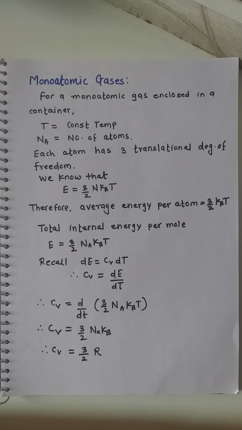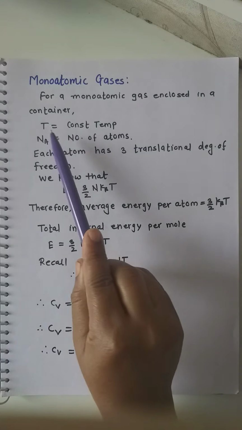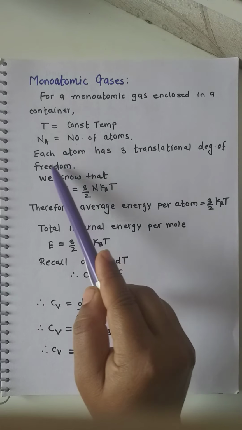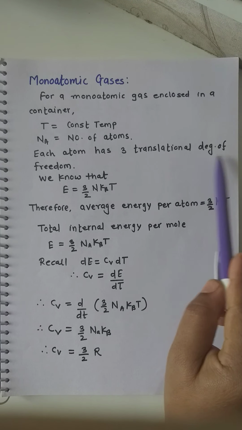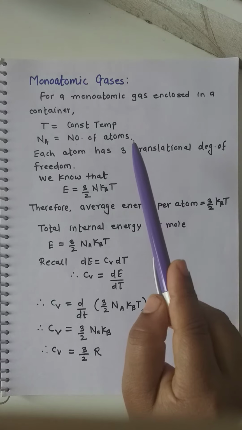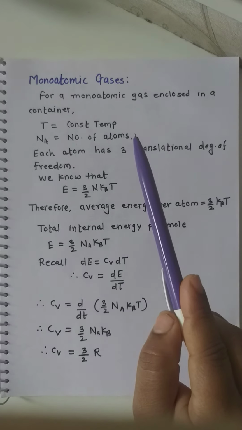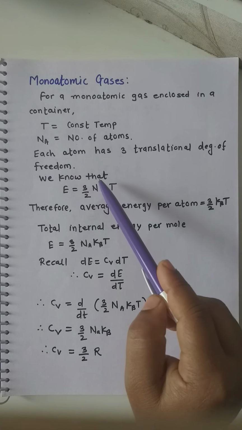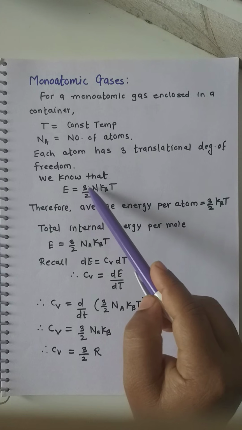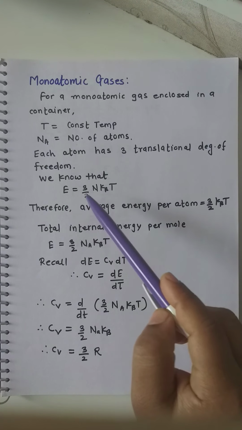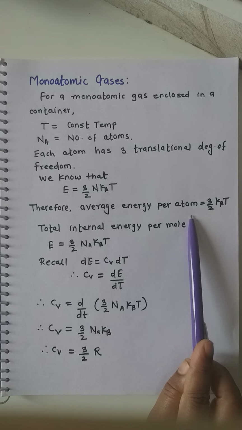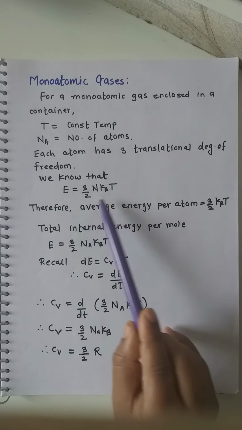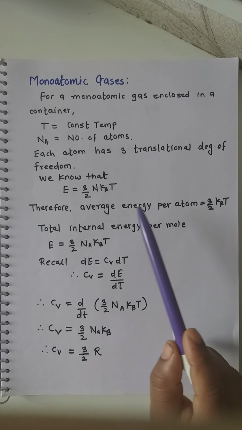For a monoatomic gas enclosed in a container, T is the constant temperature, N is the number of atoms, which is 1. Each atom has 3 translational degrees of freedom. We know translational, rotational and vibrational; so here 3 translational degrees of freedom are there. From our previous knowledge, E is equal to 3 by 2 N kBT. Therefore the average energy per atom, where N is 1, is 3 by 2 kBT. N gets cancelled because N is 1.